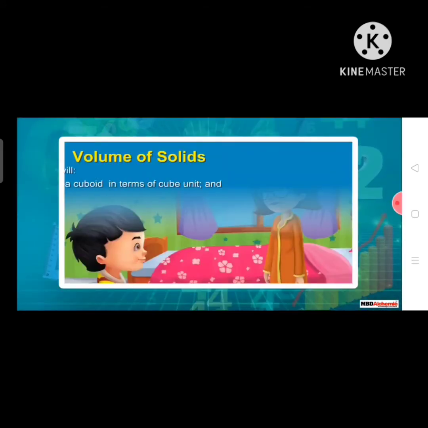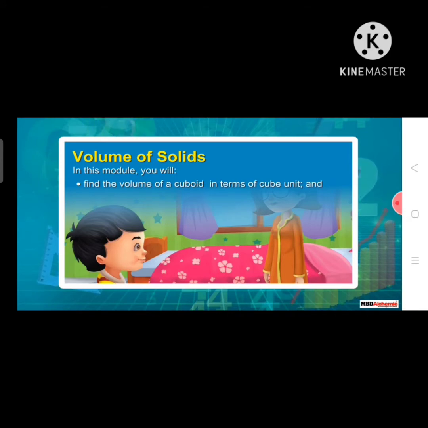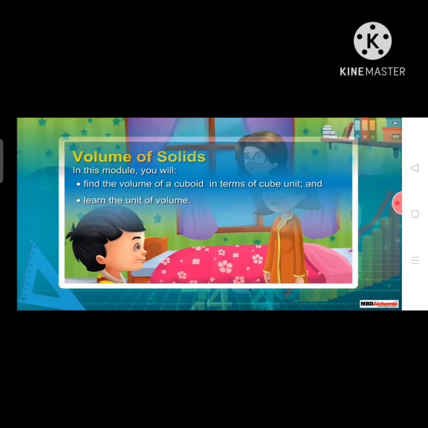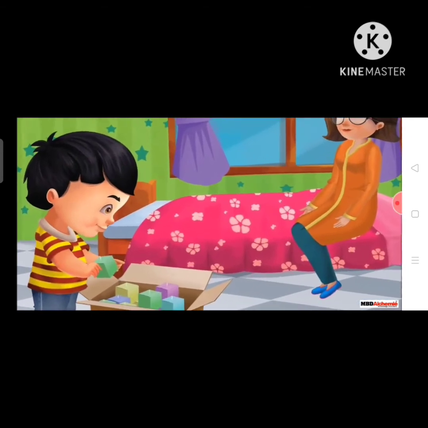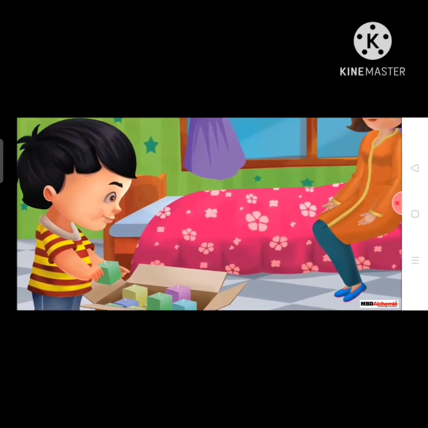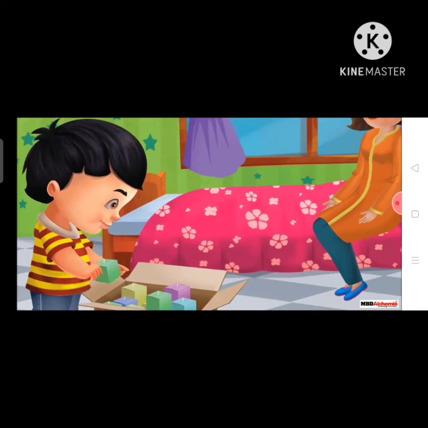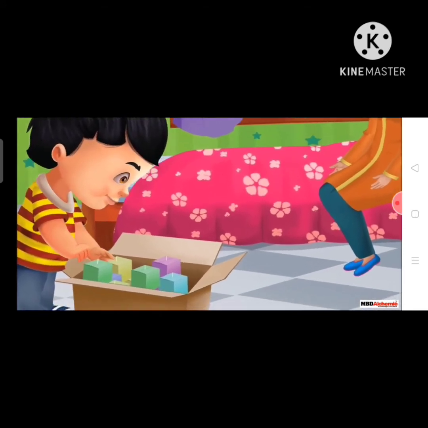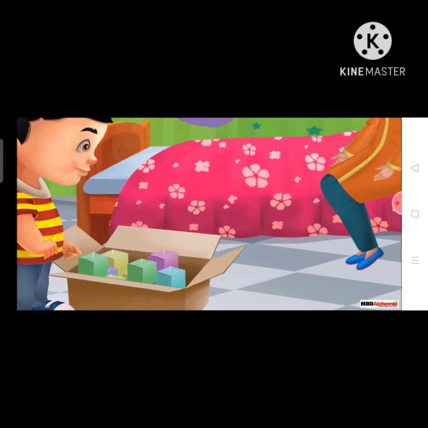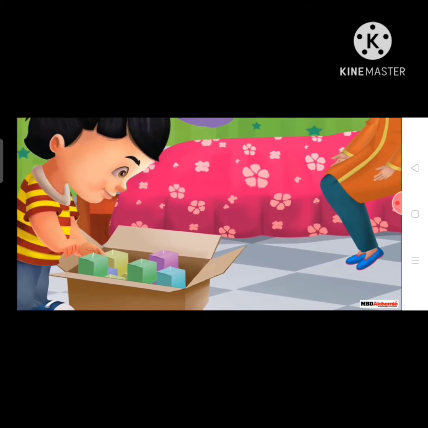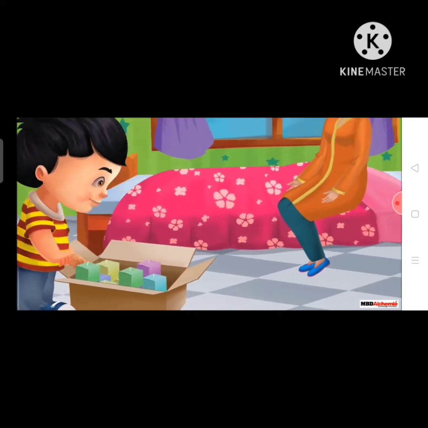Volume of solids. In this module, you will find the volume of a cuboid in terms of cube unit and learn the unit of volume. Sid is preparing for Diwali fair in his school. He has reserved a stall for selling homemade candles. He has also packed 10 cube-shaped candles in a box. He wants to arrange all the candles in such a way that there is no free space in the box.